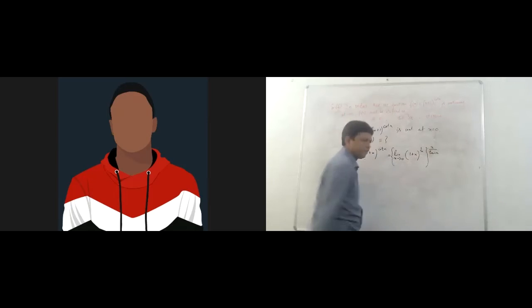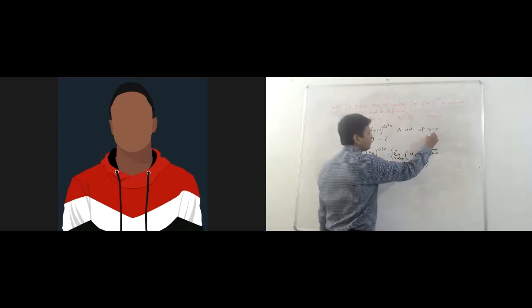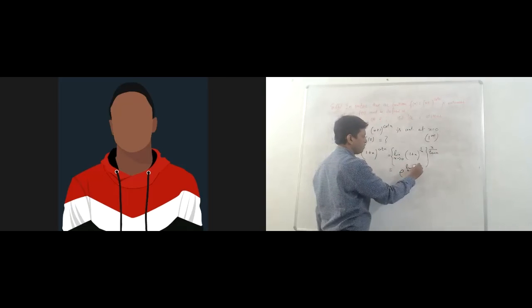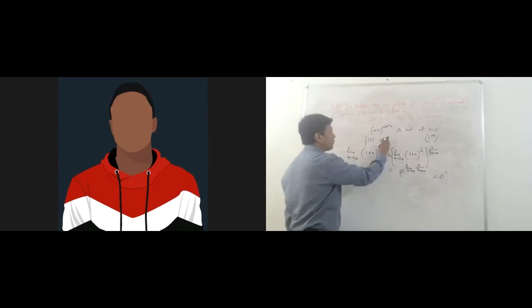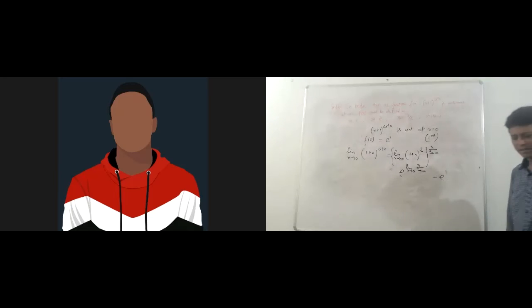Am I clear? One to the power infinity form. So this is e. And x by tan x is 1. So f0 should be e for the function to be continuous. Okay? Up to this.